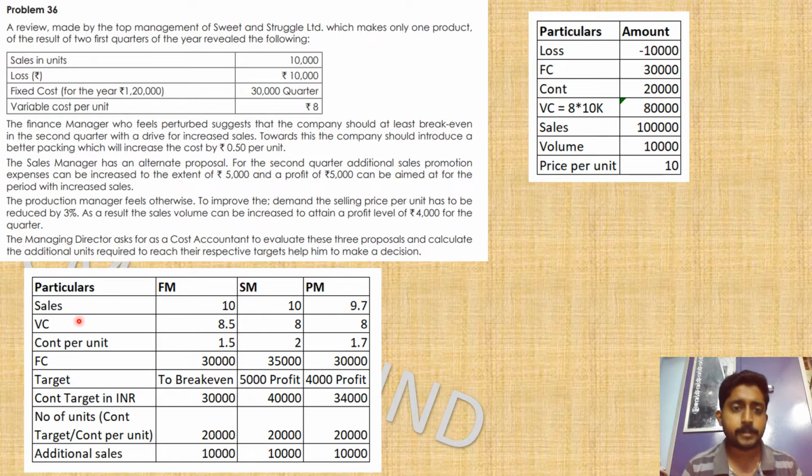For variable cost per unit, the finance manager suggests good packing. So 50 paise per unit, it will improve. Packing is a variable cost, so there is a 50 paise per unit increase in the variable cost. The variable cost given in the question is 8.